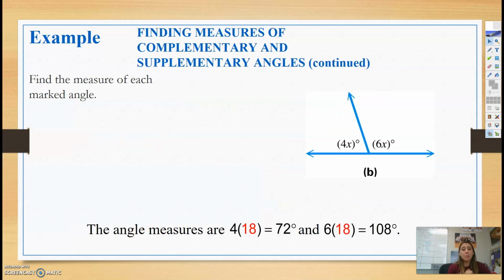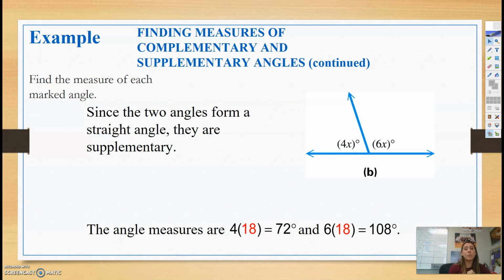Same is true for supplementary. So if we did this, we are going to take the 2 angles and add them and set them equal to 180, and then plug that number back in when we solve for x to get it.